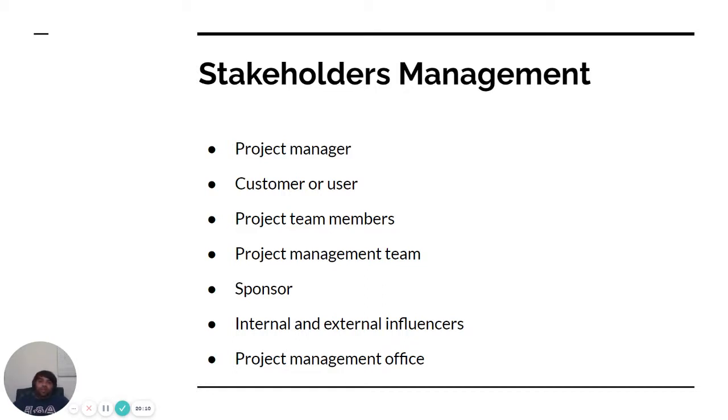I'm just giving you an example. The third one is project team members. All the project team members are equal stakeholders, including you. A BA is also a stakeholder. Sponsor, the people with money, is a stakeholder. Obviously, without money you cannot do anything in this world. Then internal and external influencers. Influencers are the people who drive the decision-making process, with positive or negative impact. Then the project management office, which might have an assistant project manager and other staff associated with it.